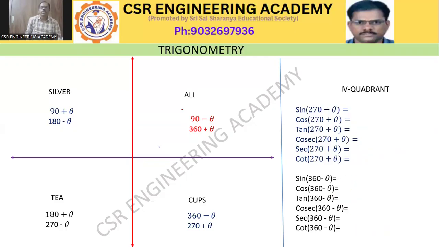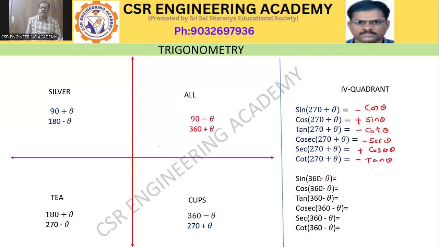In the fourth quadrant, sine 270 plus theta, that is an odd multiple, changes to cos, that is cos theta, cos changes to sine theta, tan changes to cot theta, cosecant to secant theta, secant to cosecant theta, cot into tan theta. In the fourth quadrant, starting letter C, so cos function plus, secant function plus, remaining all negative.